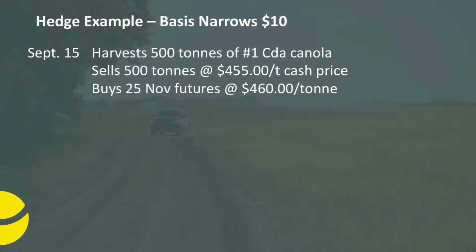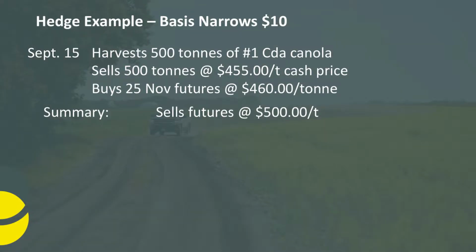So let's see what happens when the basis narrows or improves or strengthens by $10 per ton. In this case, at the time of delivery, the futures price is $460 per ton. So the market has fallen $40 per ton in the futures. But the cash price at the elevator is $455 per ton. So the cash price is only $5 under the futures, or 5 under basis. Again, a $10 improvement from the $15 under when looking back in July.